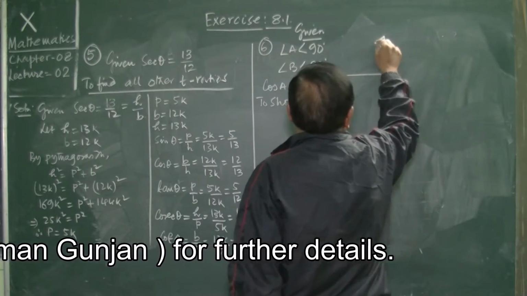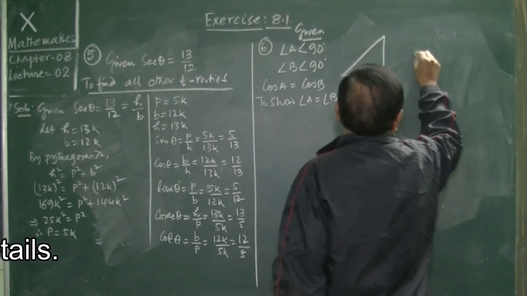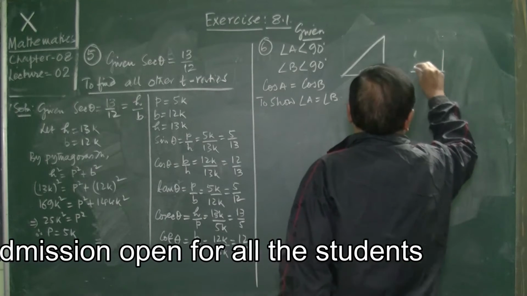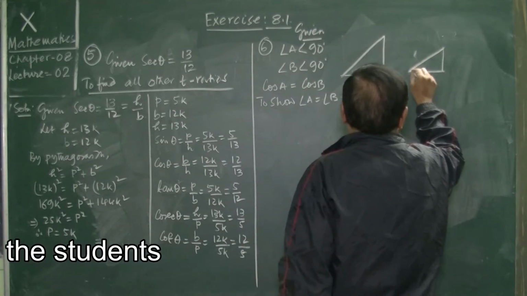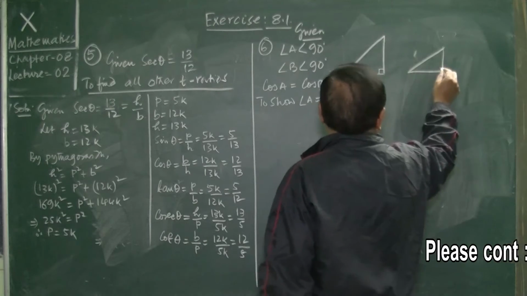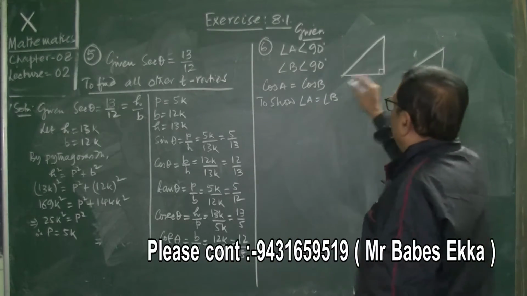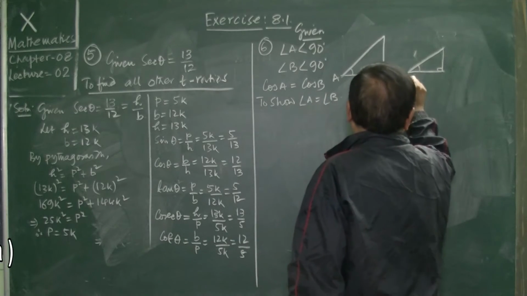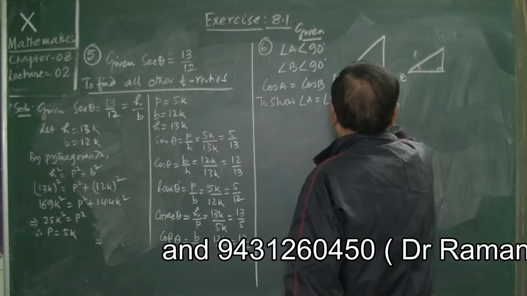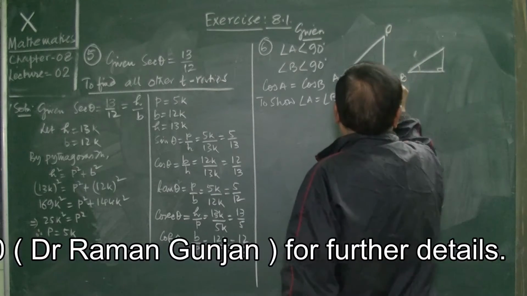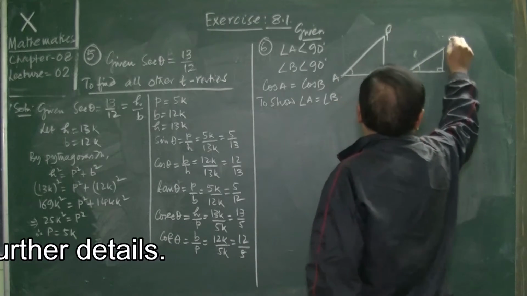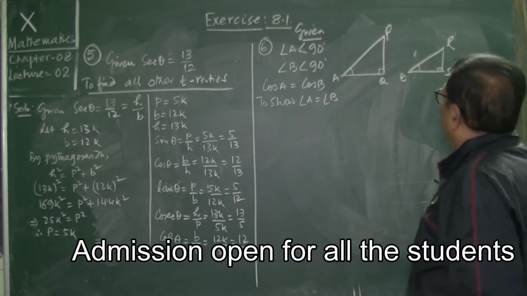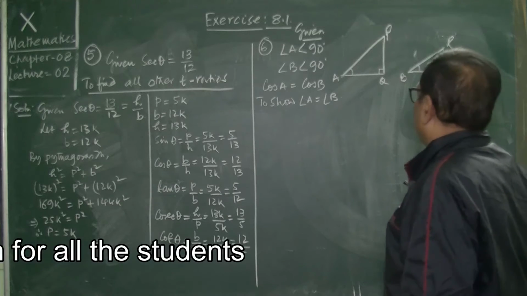I said that it is a combination of similarity as well as trigonometry. So this is the very question. The figure goes like this. In two figures, this is 90 degrees. We will name it A, which is acute, let it be A. And in this figure, B is acute, so let this be B. PA, PQ, and call it RS. So we are having two triangles, PAQ and RBS.